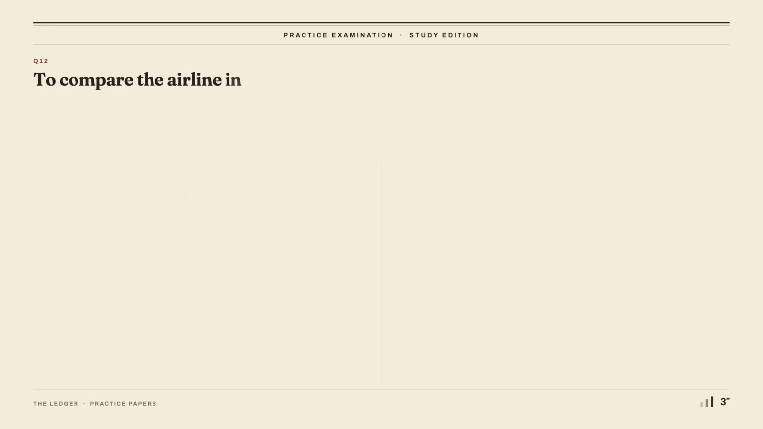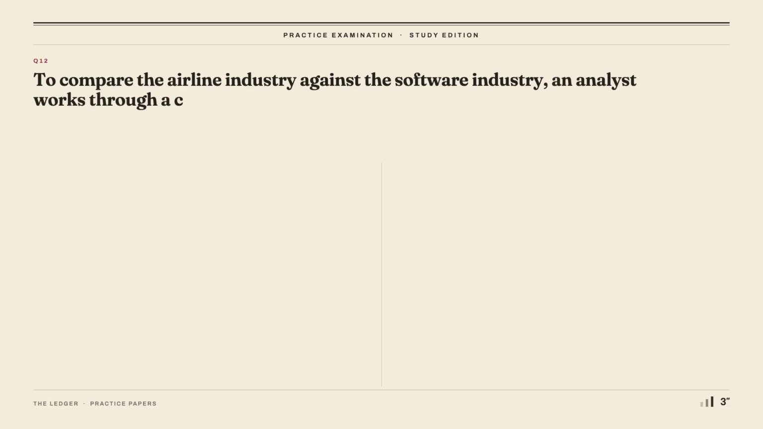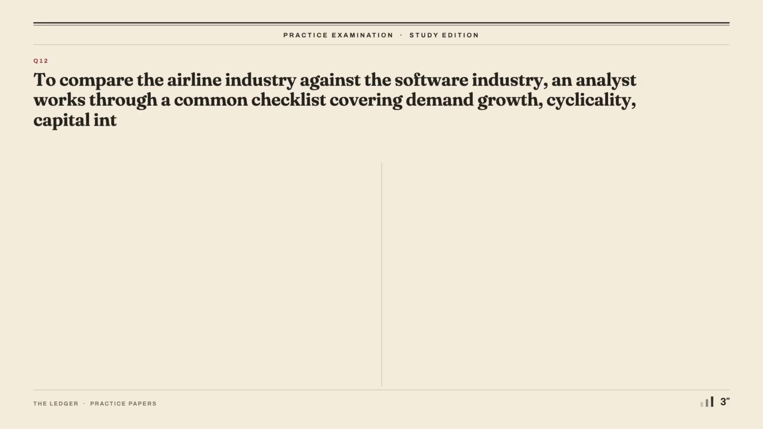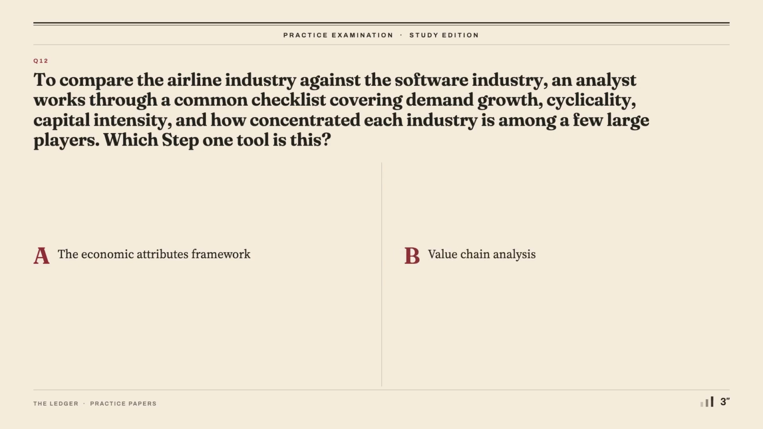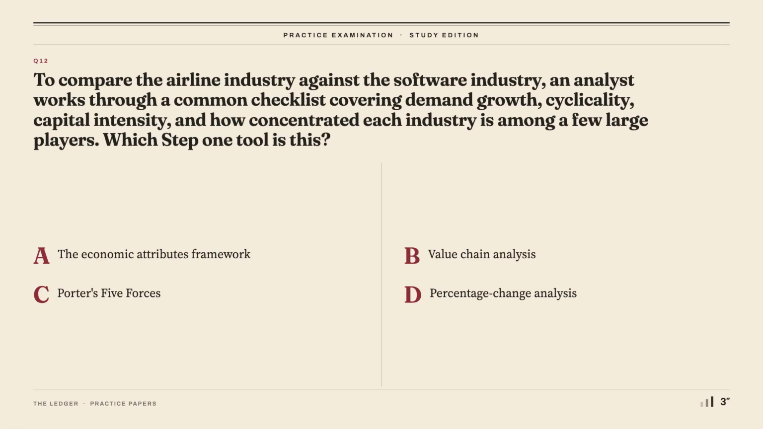Question 12. To compare the airline industry against the software industry, an analyst works through a common checklist covering demand growth, cyclicality, capital intensity, and how concentrated each industry is among a few large players. Which step 1 tool is this? Your options are A. The economic attributes framework, B. Value chain analysis, C. Porter's 5 forces, D. Percentage change analysis. What's your answer? Commit to one before I continue.